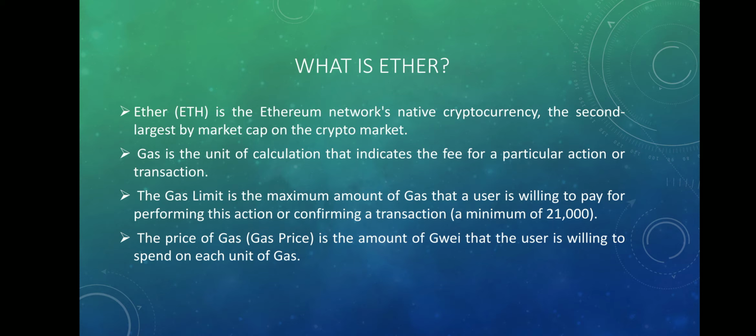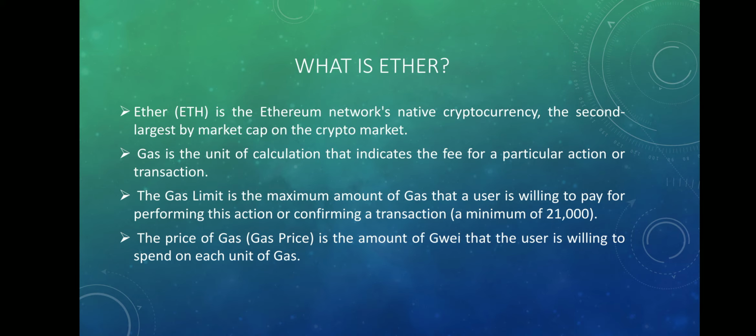Let me define what is meant by Ether, otherwise ETH. Ether is the Ethereum network's native cryptocurrency, the second largest market cap on the crypto market. Like we have Bitcoin, which is the highest crypto value right now, the second highest crypto value is Ether. The value is about 11,000 Indian rupees, while the cost of Bitcoin is approximately 5 lakhs in Indian rupees right now.